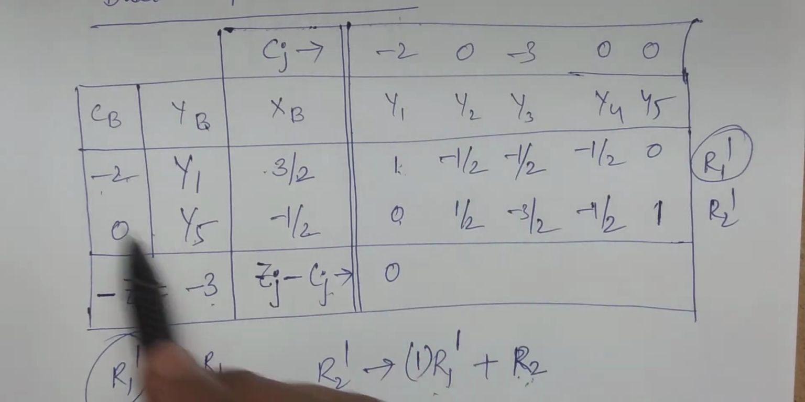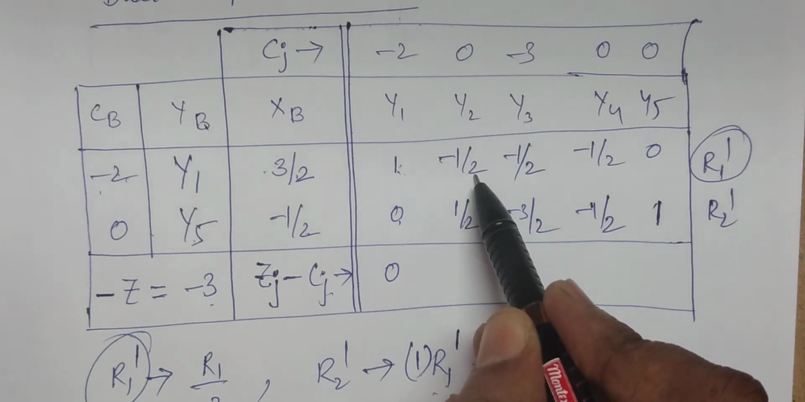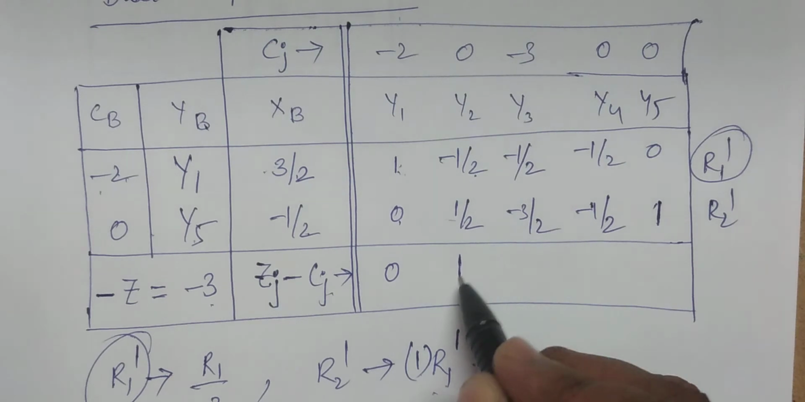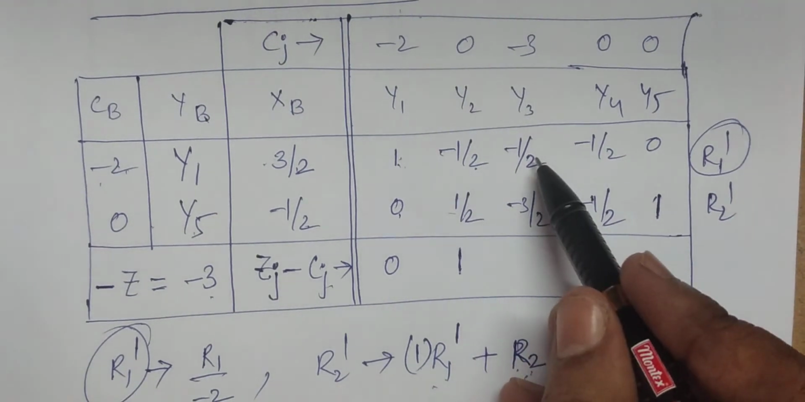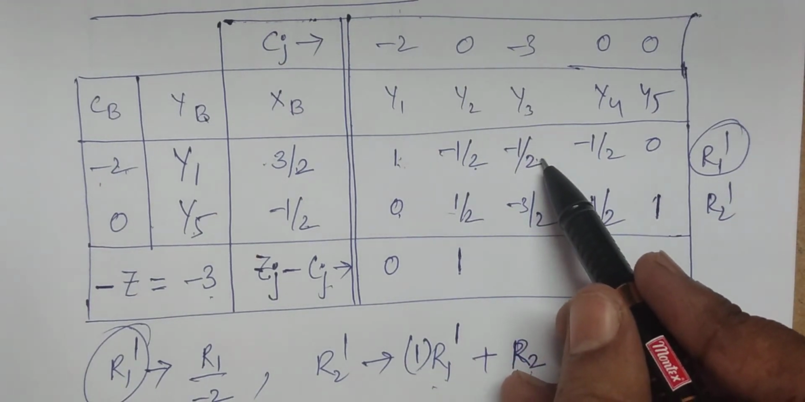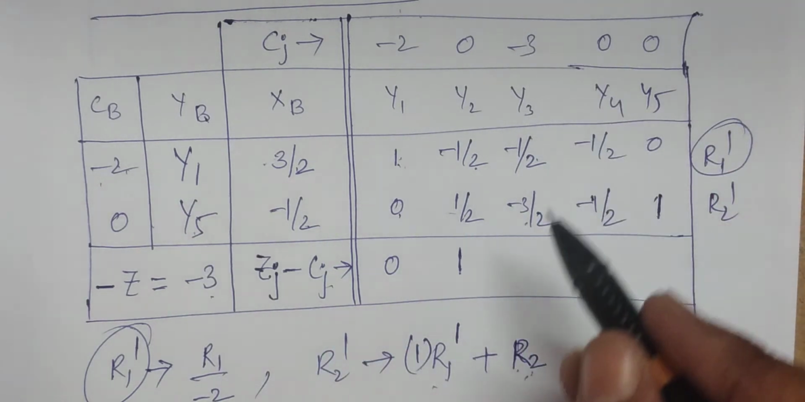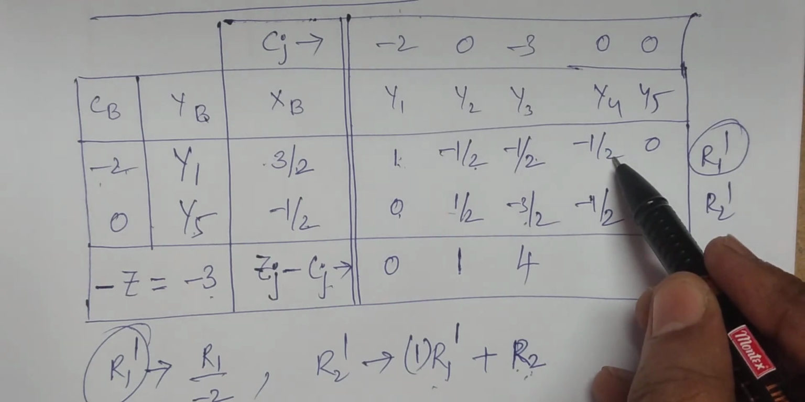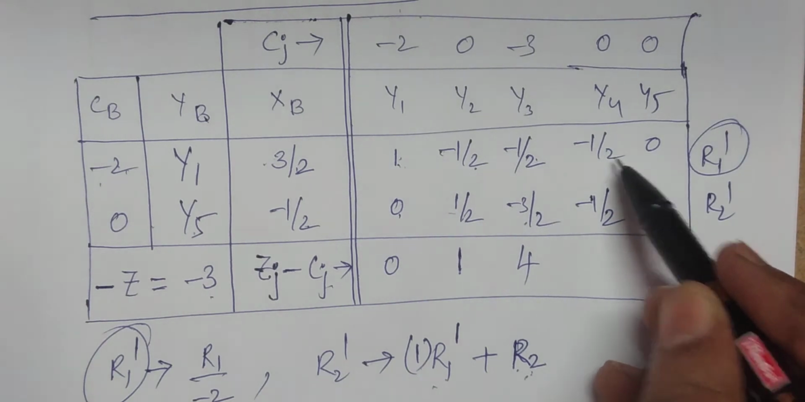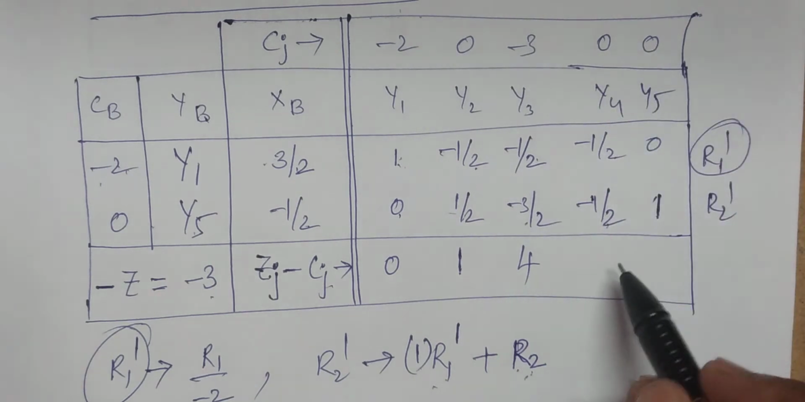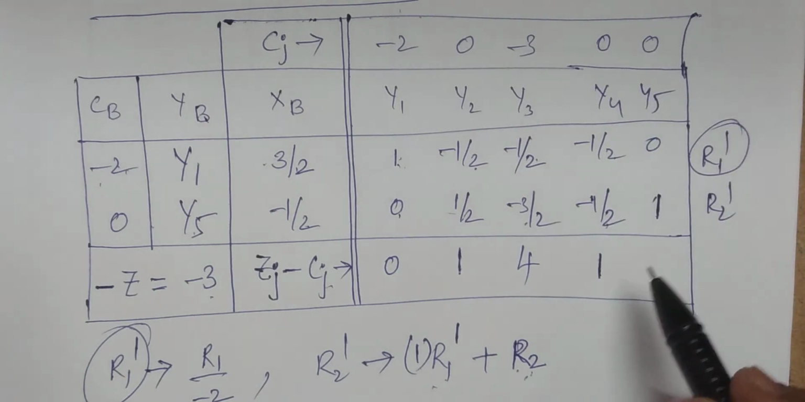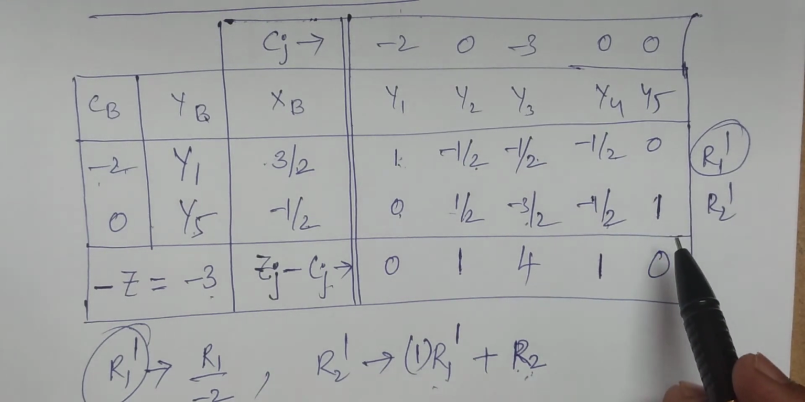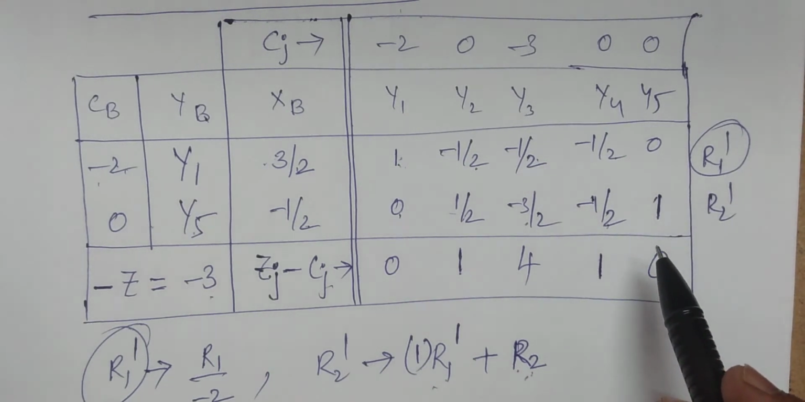Minus 2 into minus 1 by 2, that is 2 will get cancelled and plus 1, plus 0, minus 0, 1. And minus 2 into minus 1 by 2, plus 1, plus 0, minus of minus 3, 1 plus 3, 4. Next, minus 2 into minus 1 by 2, that is plus 1, plus 0, minus 0, hence it is 1. And next it is 0 because it is a basis vector of the matrix.